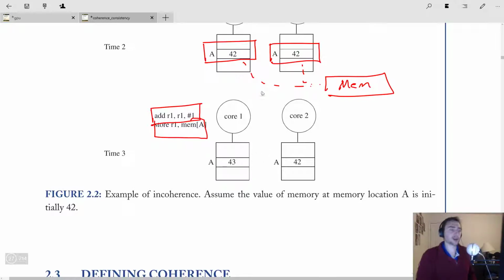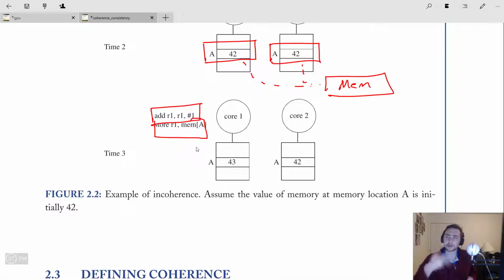So what's the problem at this point? The problem is that different cores think that this memory location A has a different value, right? So at this point, by the time we do a store, caches aren't supposed to enable new functionality. They're supposed to really just make it seem like our main memory is a lot faster than it is in reality by exploiting locality. But in this case, that's not what it's doing.